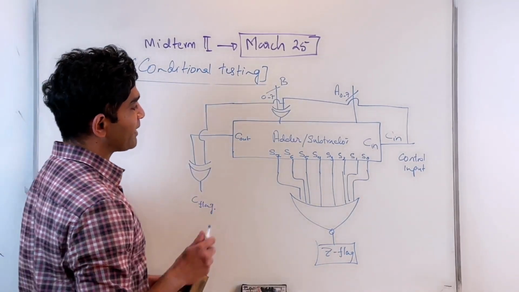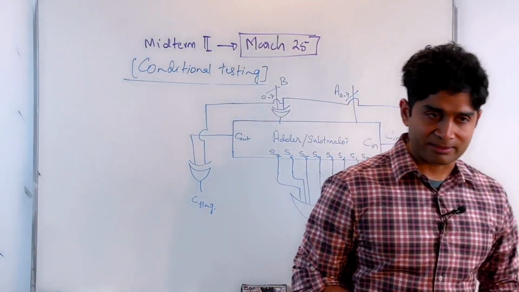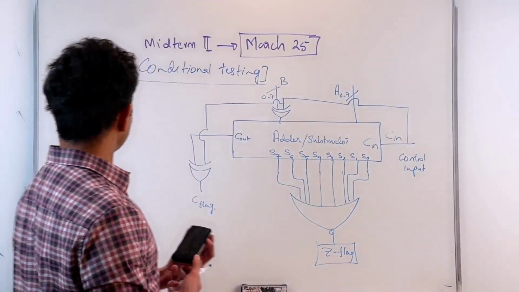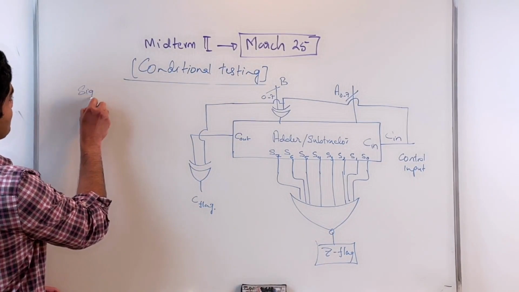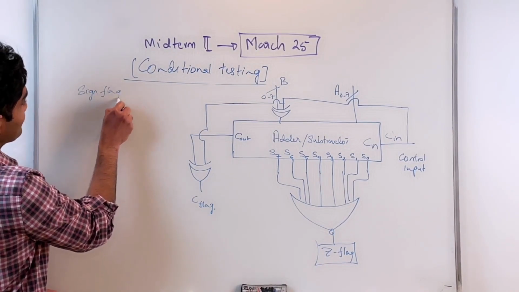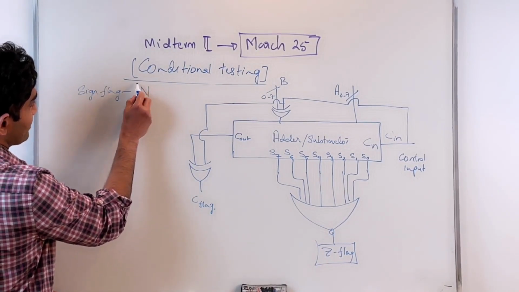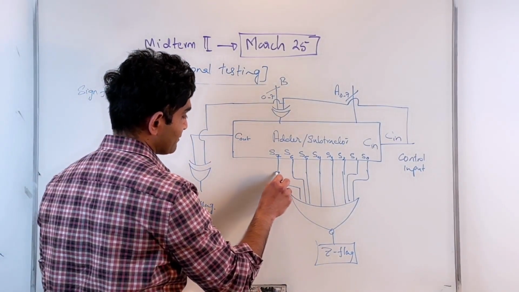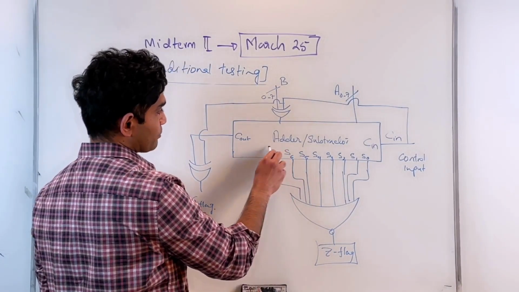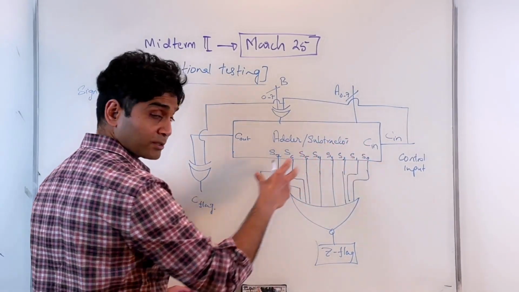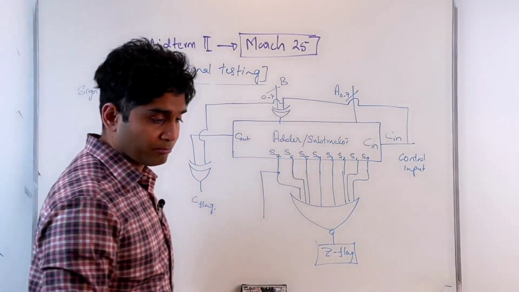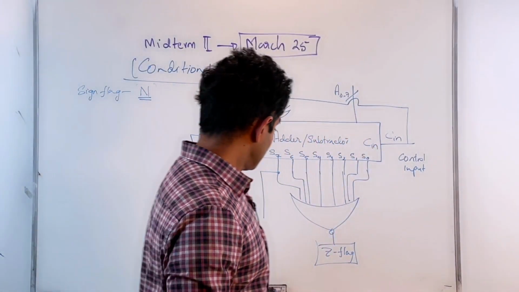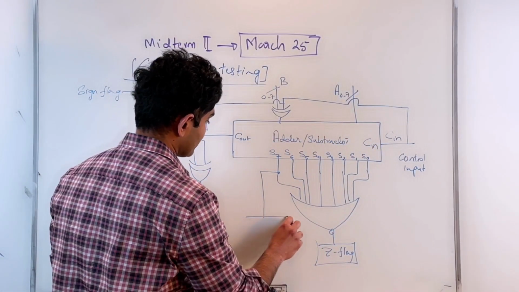And then we also defined what is called the sign flag in the last class. The sign flag, which we designate with the letter N, is basically your S7, because that's the most significant bit of the result, and your sign bit is the most significant bit. So that's your sign flag, which we call the N flag.